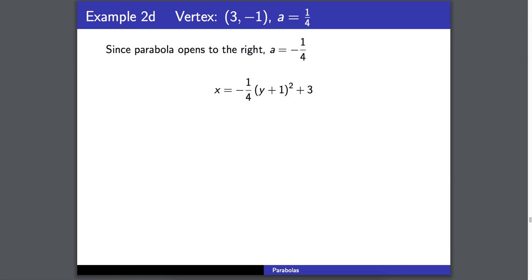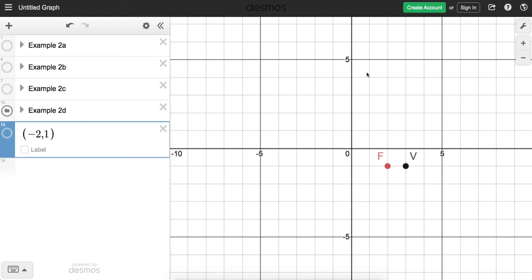So again, if it's opening up and down, a is positive opening up, a is negative opening down. For opening left or right, a is negative opening left, a is positive opening right. So again, we can look at x's are negative to the left, that's when a is negative. X's are positive to the right, that's when a would be positive, opening to the right.